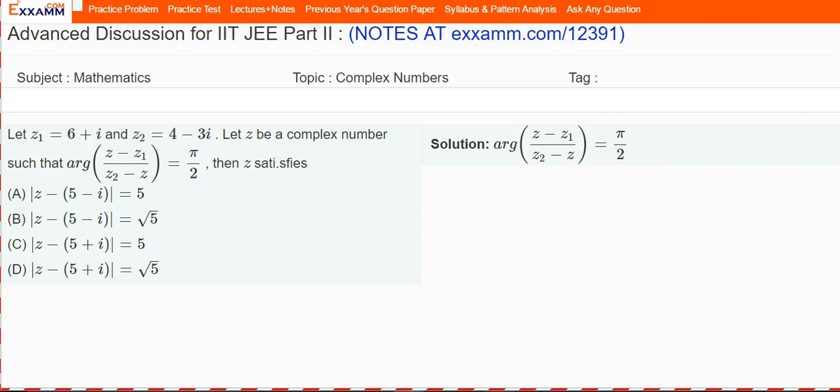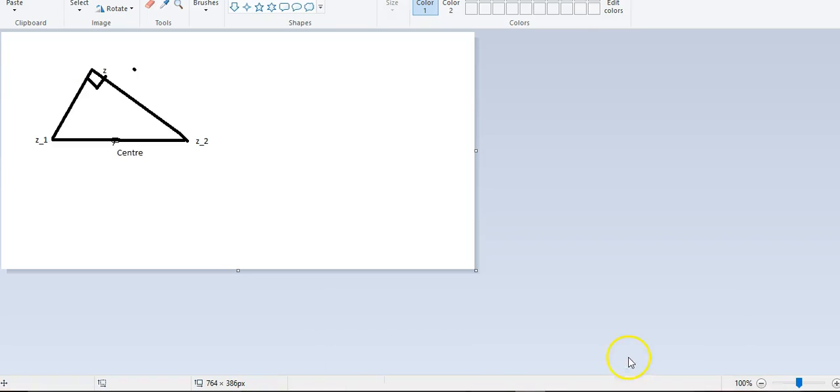What does it mean? It means, if we see in this diagram, that this angle is pi by 2, Z1 and Z2 are these 2 points, and this is kind of a semicircle. Since this angle is pi by 2 and these three are concyclic points, then this angle would be pi. What does it mean? It means that the line joining Z1 and Z2 would be the diameter of the circle having Z1, Z and Z2 as the concyclic points.